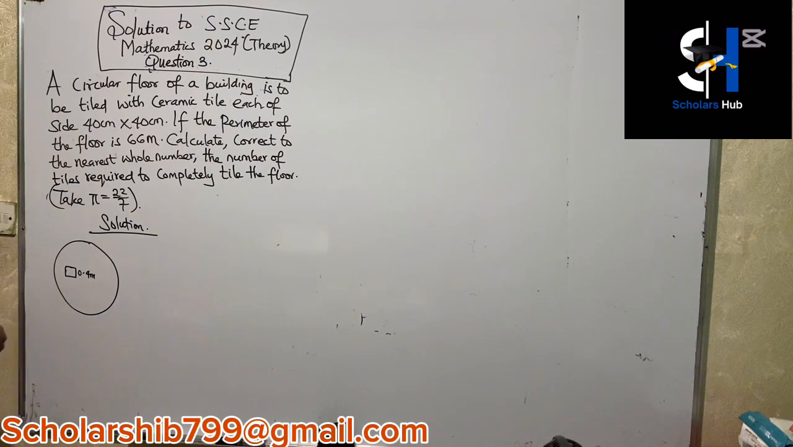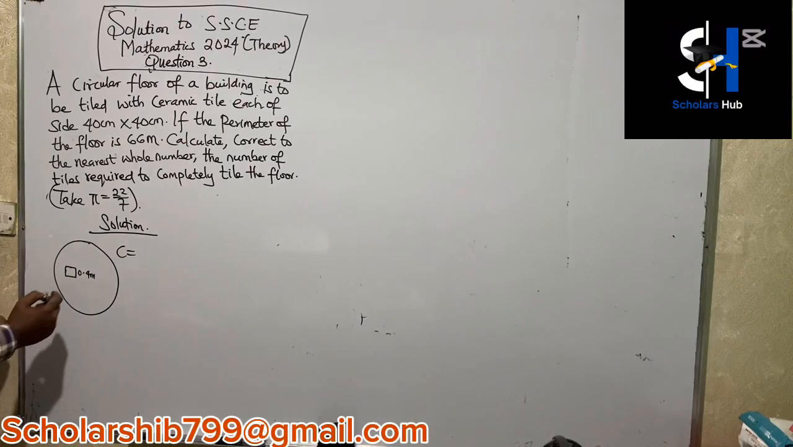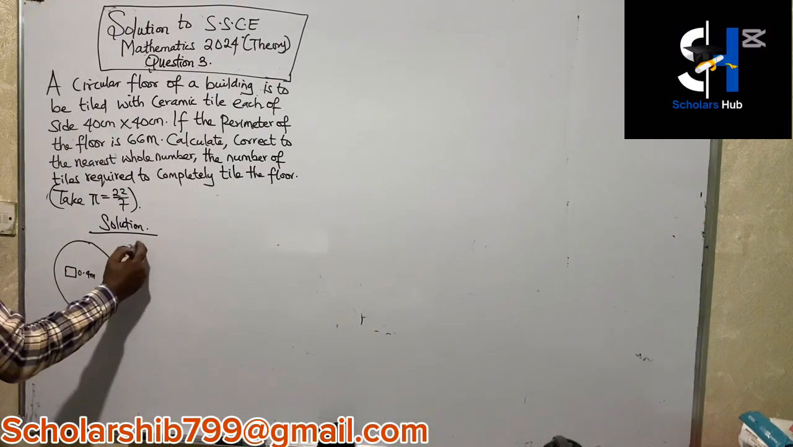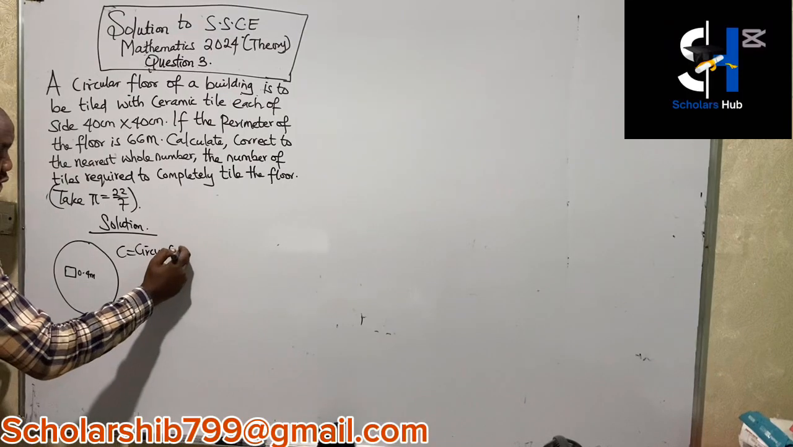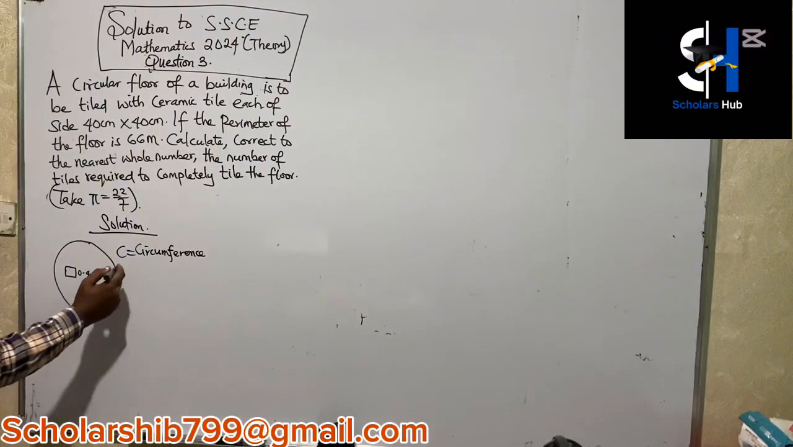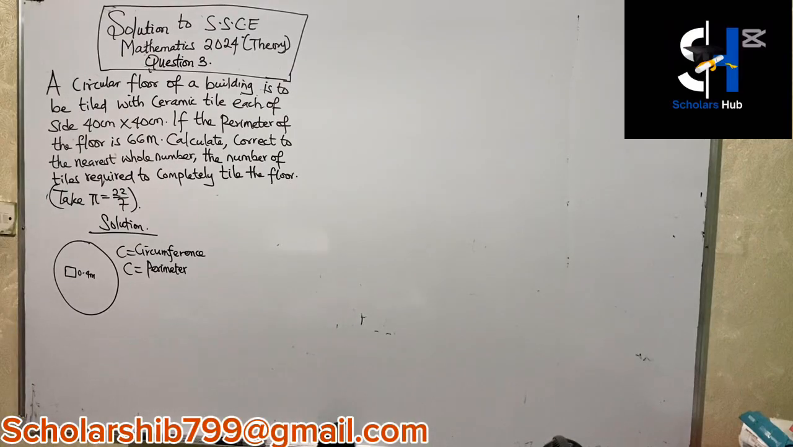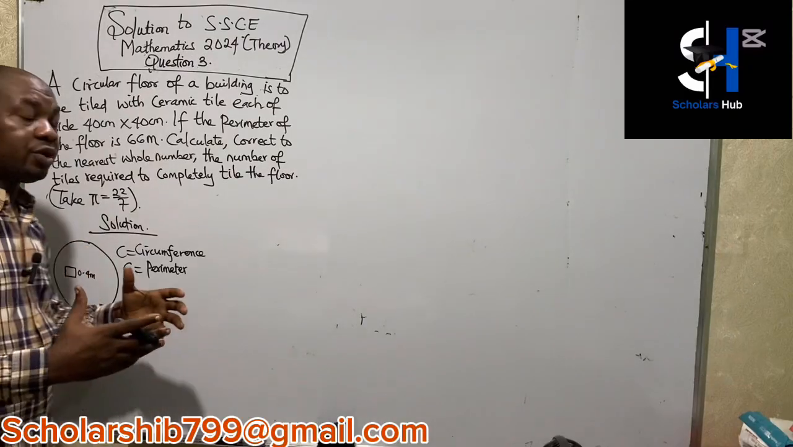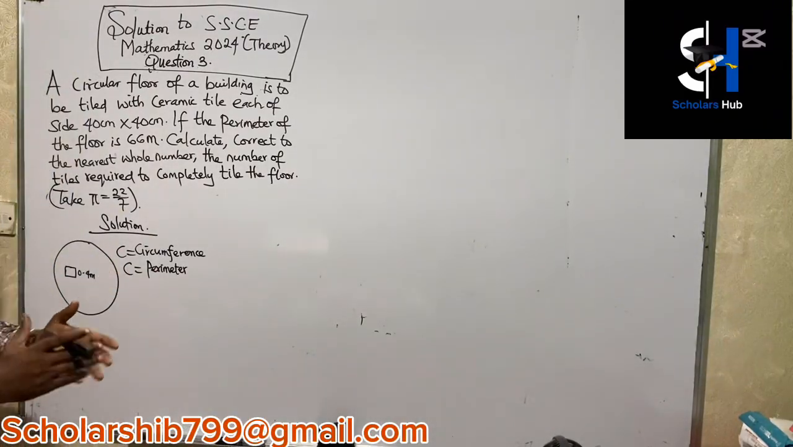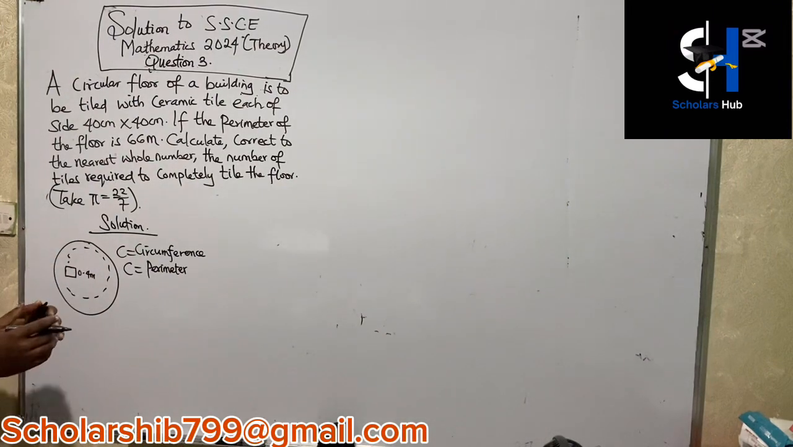Now the perimeter of the circular floor will be the circumference of the circle. So C represents circumference, and we know that circumference is the same as perimeter. Now we want to calculate, to the nearest whole number, the number of tiles required to completely tile the floor. So how many tiles are going to fill the circular floor? That's what we are looking for.